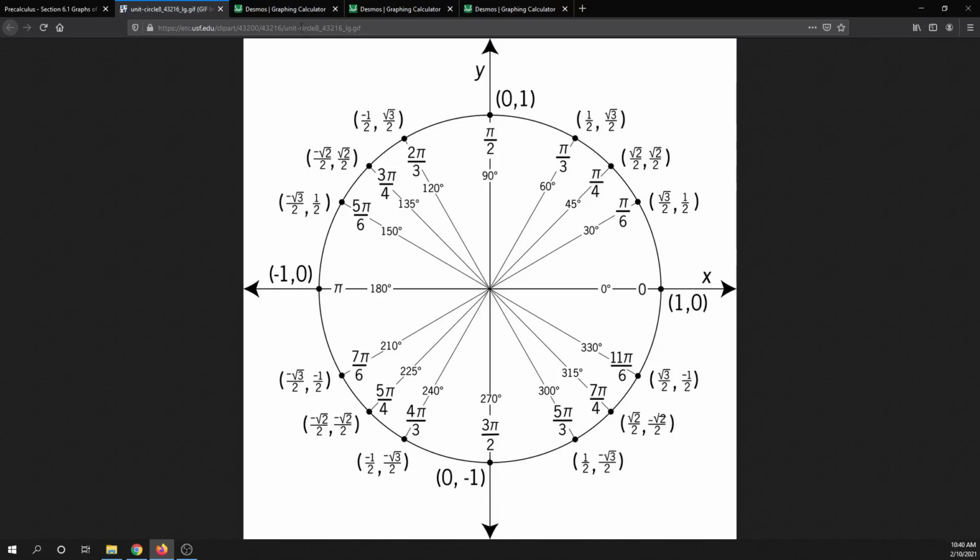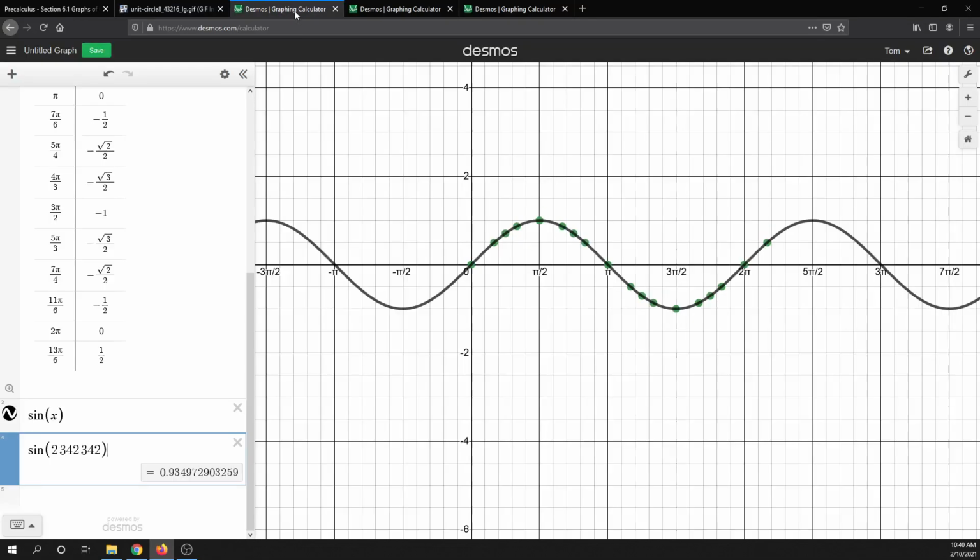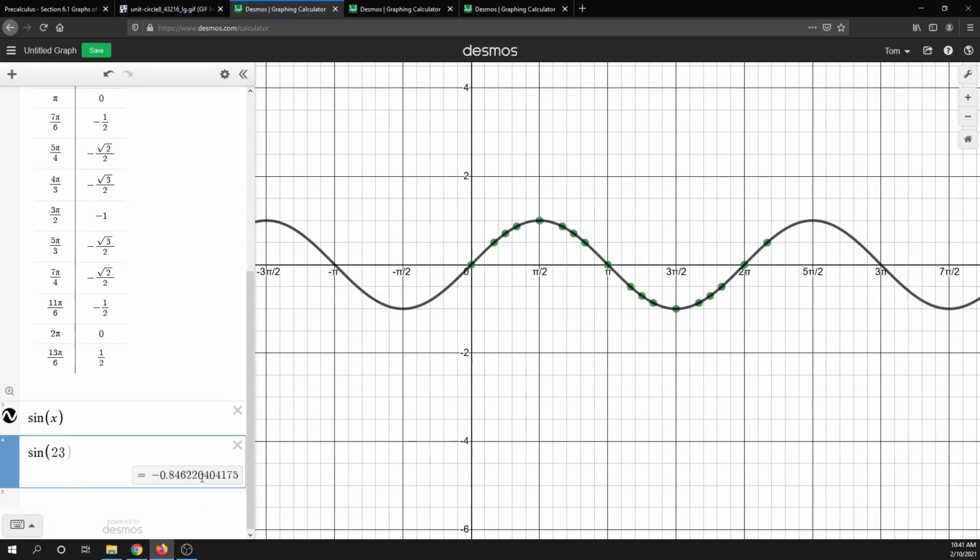So the numbers that you get out for the sine function are always going to be greater than or equal to -1 and less than or equal to +1. All right, so whatever you put in there, you can see these numbers are always going to be in that range, between -1 and 1.